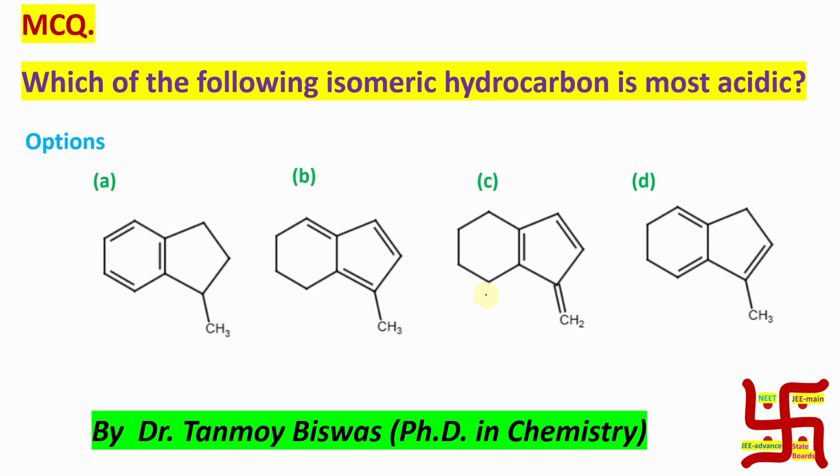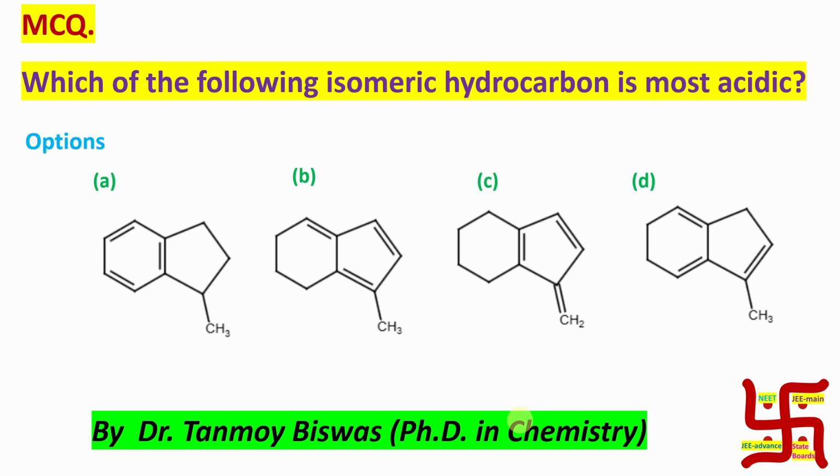Today's topic of discussion is on MCQ and the question is in front of you. Which of the following isomeric hydrocarbon is most acidic among four? I request everyone please pause the video, try by yourself, and whatever answer you get please write in the comment box along with few words as explanation. Don't worry, at the end of this discussion you will have everything properly cleared.